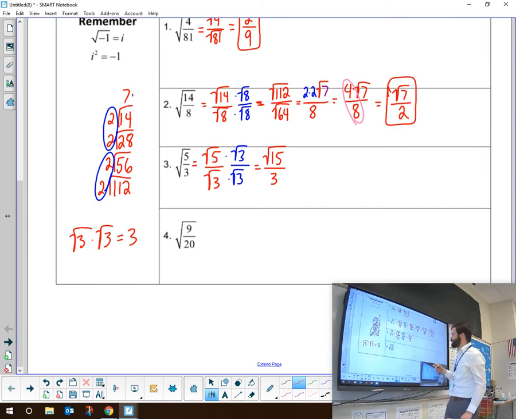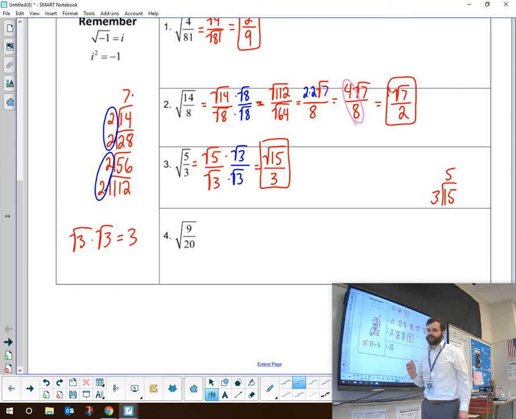Let's check and see if we can simplify 15. No, can't simplify 15, and I can't reduce it, so that's just my answer. All right, pretty easy peasy lemon squeezy. Okay, now let's try number 4.